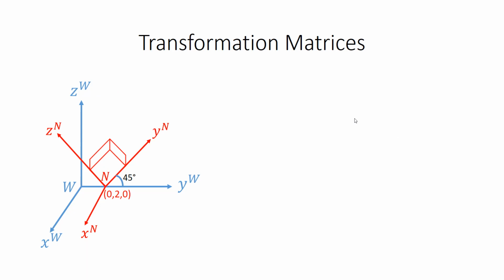Okay, so now try this one. In this case, we have x of n is still parallel to x of w, but y of n is not parallel to anything, and z of n is not parallel to any of w's axes. So think about the first one. Think about x, and think about the position vector. What do you think those will be?